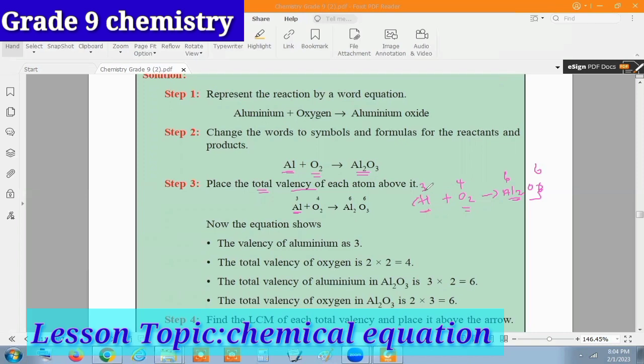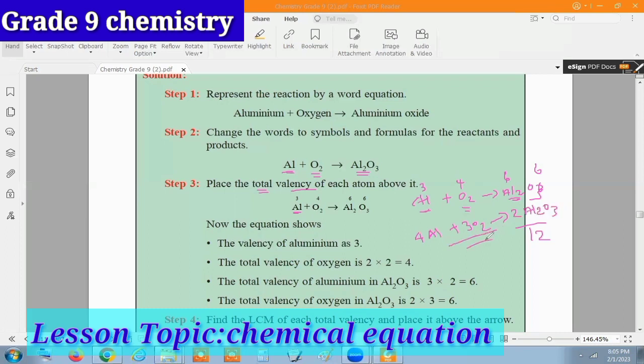So for that LCM, you have to take the LCM of 4, 3, 4, 6, 3, 4 and 6. Their LCM becomes 12. Now divide 12 by each valency. 12 by 3 means it becomes 4. Now use that 4 as a coefficient for aluminum. Then divide 12 by 4. It becomes 3. Now use that 3 as a coefficient for oxygen. Now divide 12 by 6. It becomes 2. Now use that 2 as a coefficient for aluminum oxide.